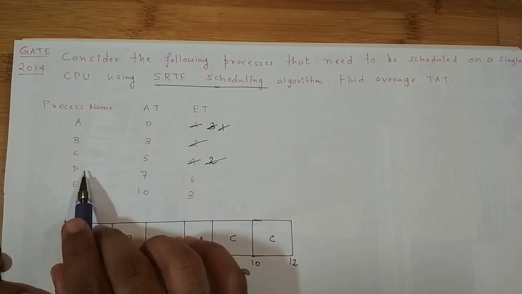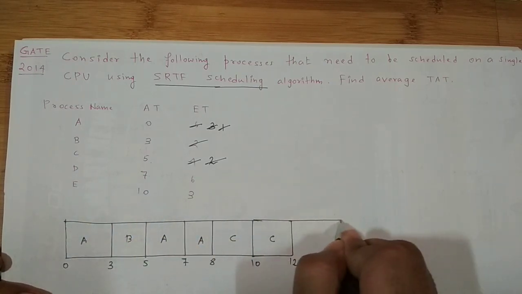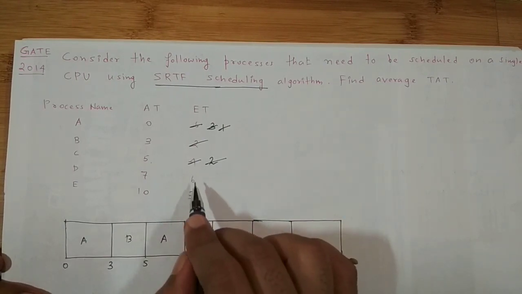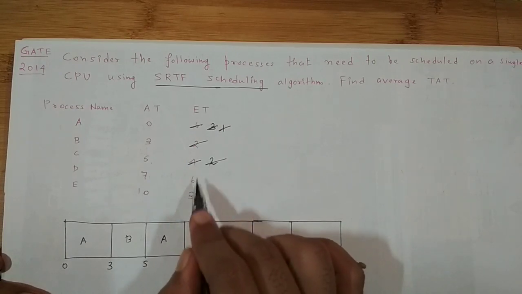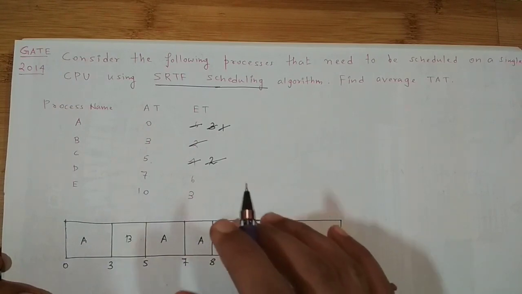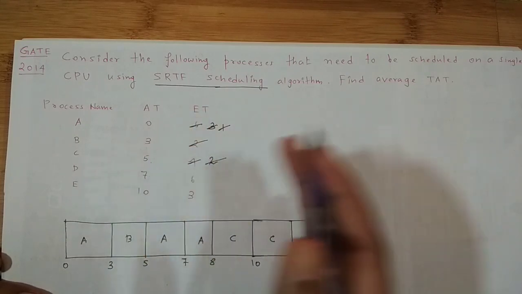Now see, process D and process E have the lower burst time, so they will get scheduled. Process D has a burst time of 6, and process E has a burst time of 3. Out of these two, 3 is lesser. Now if process E gets hold of the CPU and starts executing, its burst time will continue to decrease.